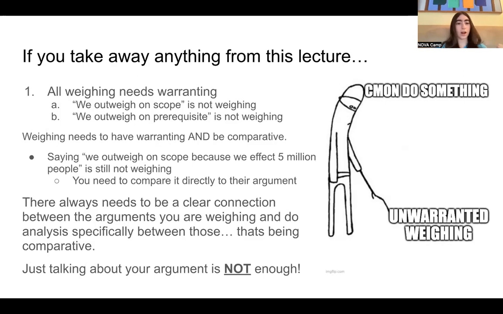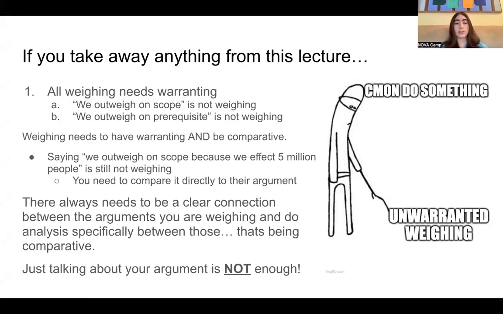So even saying "we outweigh on scope because we affect 5 million people" is still not weighing because you're not doing any comparison. All you're doing is reiterating your argument. What weighing is, is essentially the comparison between two arguments, and then you're concluding why one is comparatively better. So if you're just stating why your argument is good, all you're doing is reiterating case.